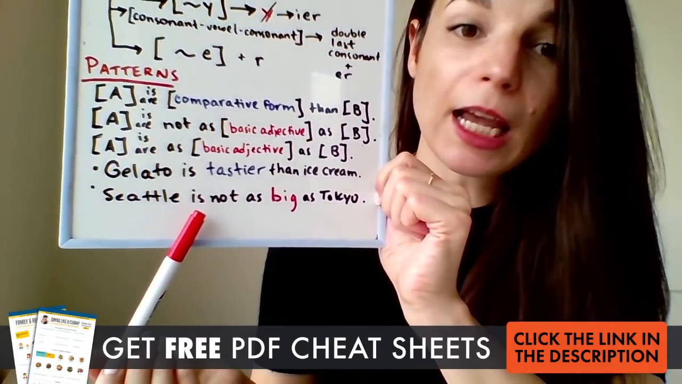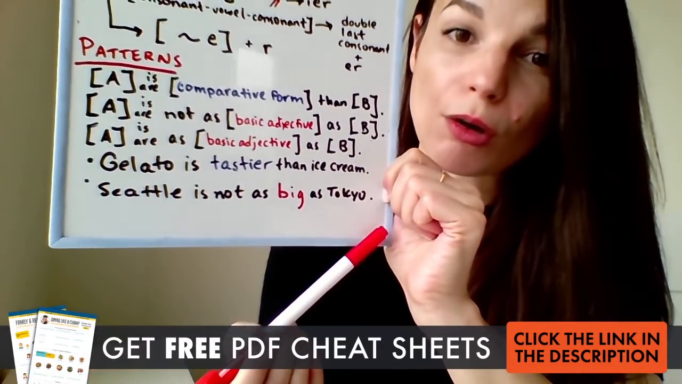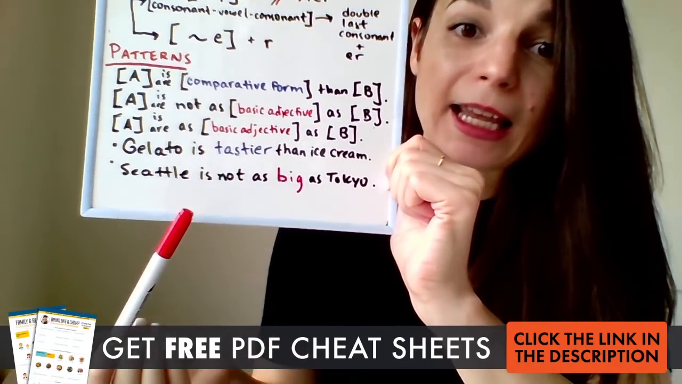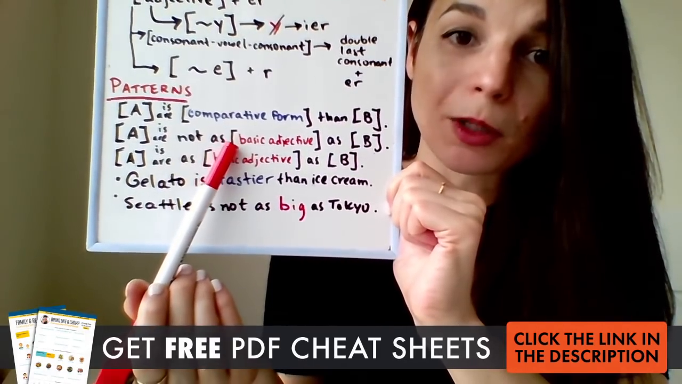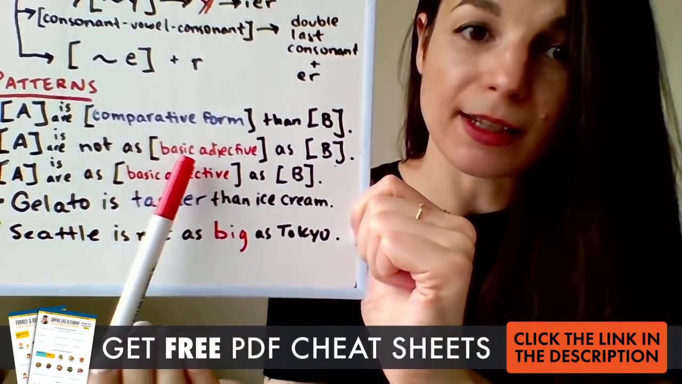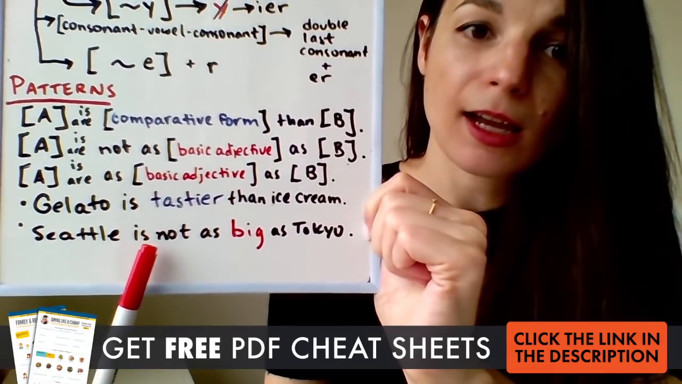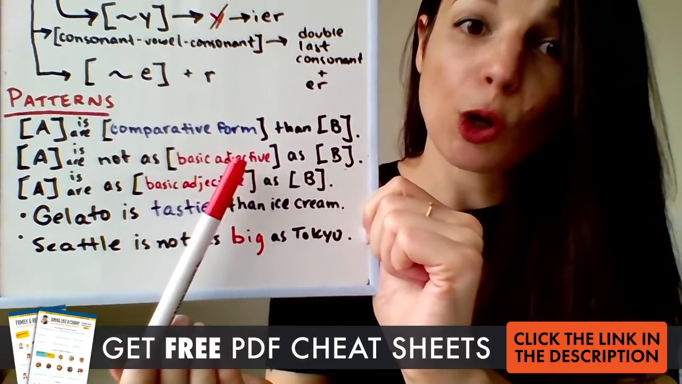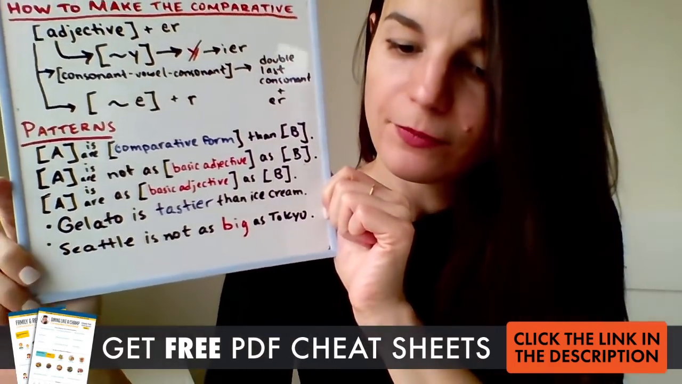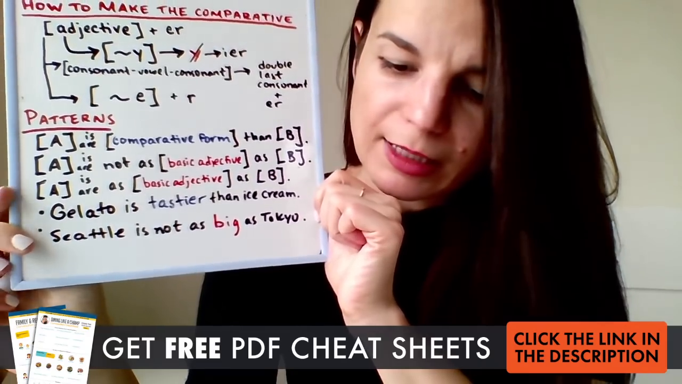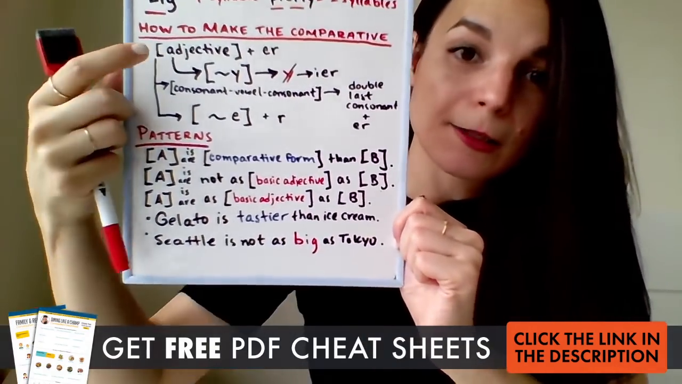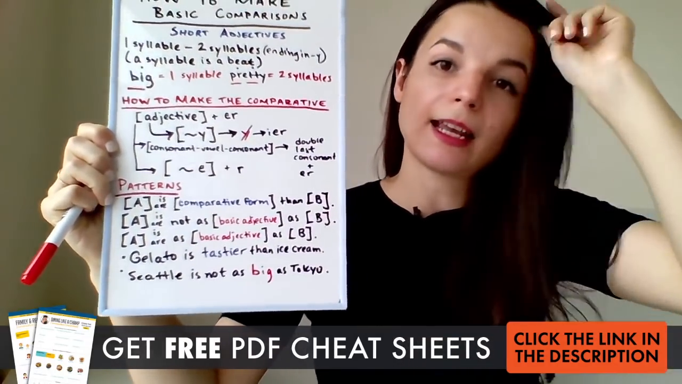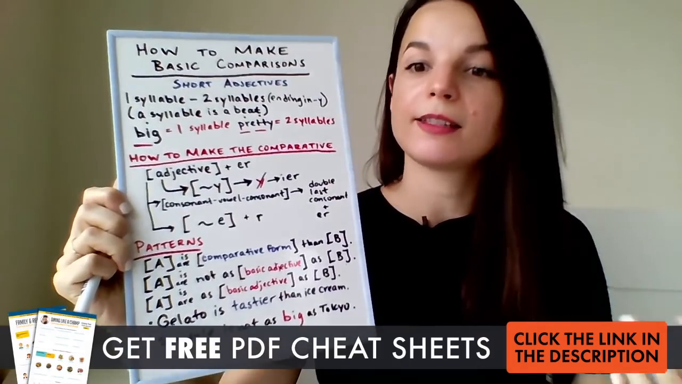Then another one, Seattle is not as big as Tokyo. Seattle is not as big as Tokyo, so city size. In this sentence, I use this negative form, so I use the basic adjective. Seattle, A, is not as big as Tokyo. No change to this adjective, okay? All right, someone says tastier. So tastier is coming from the adjective tasty, something that is tasty. Tasty is a casual way to say delicious.